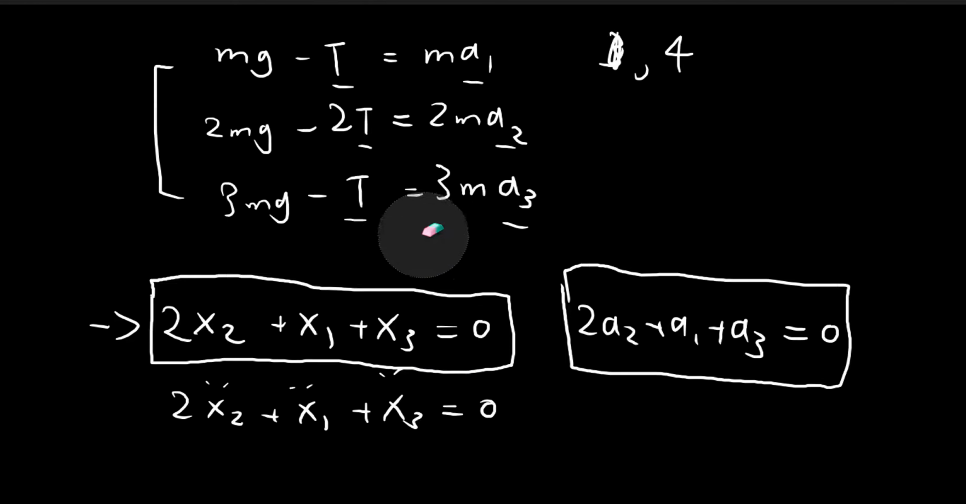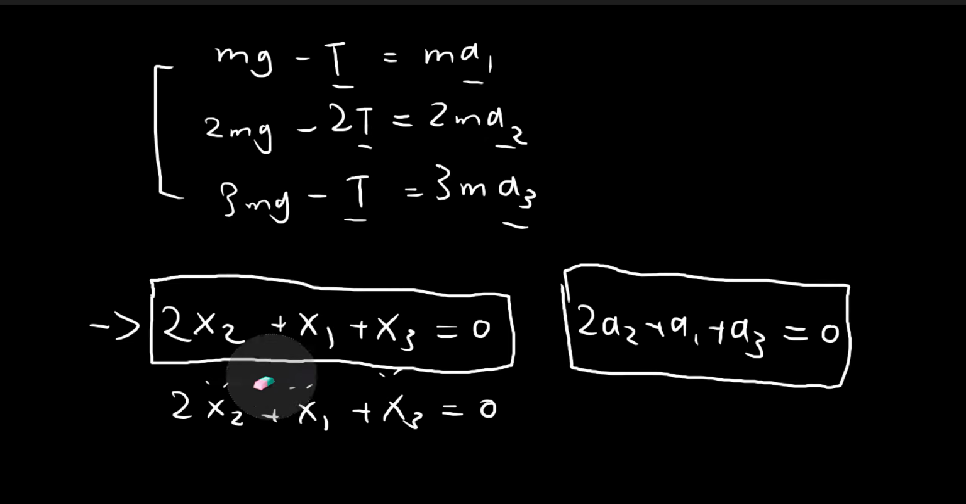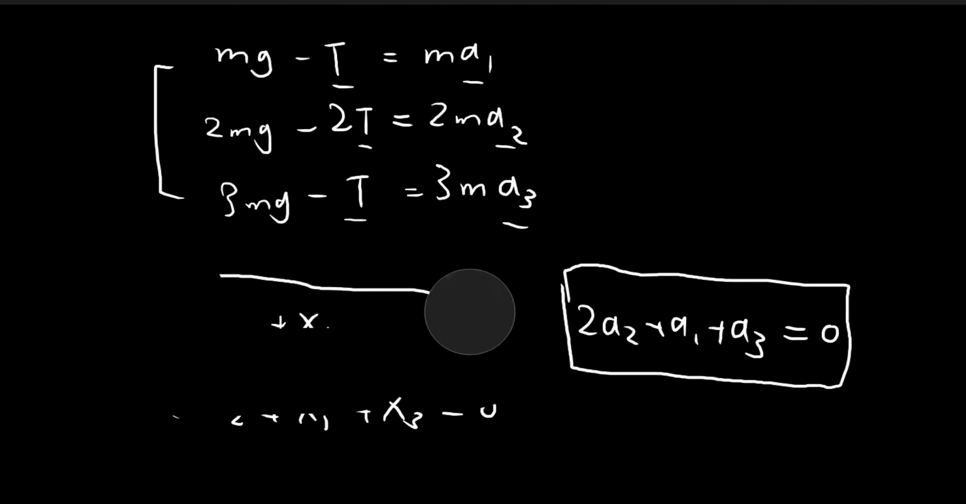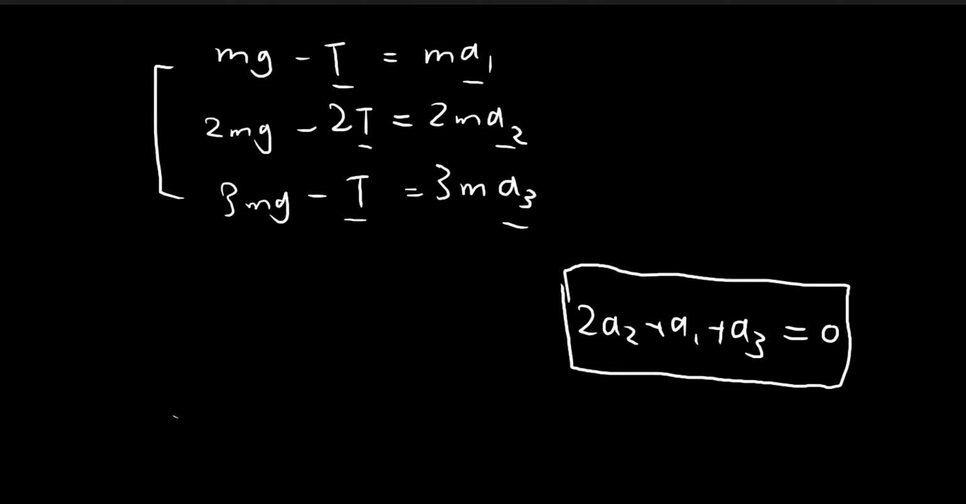So in the previous problem, we managed to find our 4 equations for our 4 unknowns. So now in order to find what a1, a2, and a3 should be, let's try to solve the system of linear equations. The first thing I'm going to do is try to get rid of this t over here, because we're not exactly asked to find what the tension is.